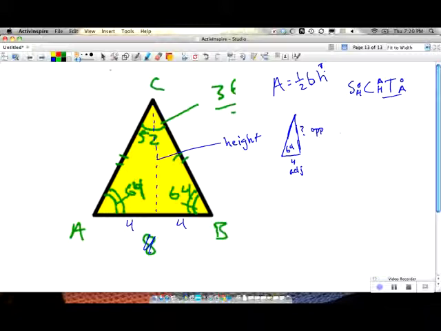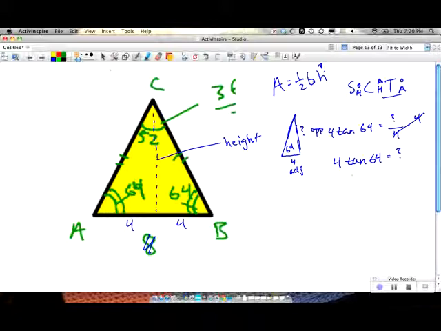So now I am almost there. I know you guys are losing focus probably. It's just like, oh my gosh, when does this problem end? It is so close, 80% of the way. 4 tangent 64 is the calculation we need. Let's see what we get. If we type that in, we get 8.2. That tells me that this height is 8.2.